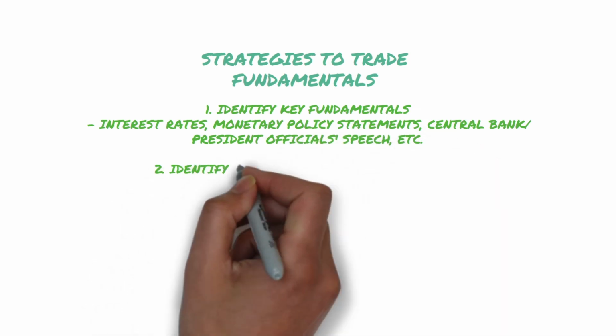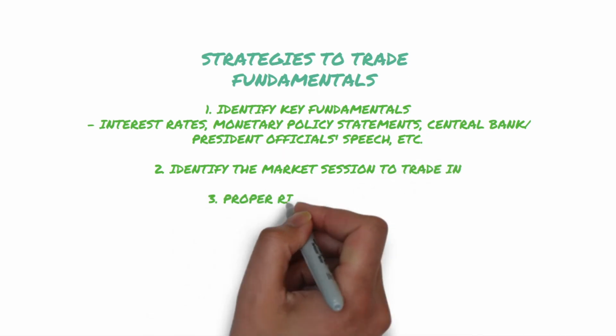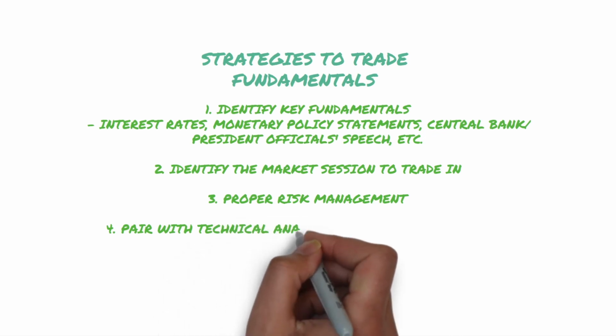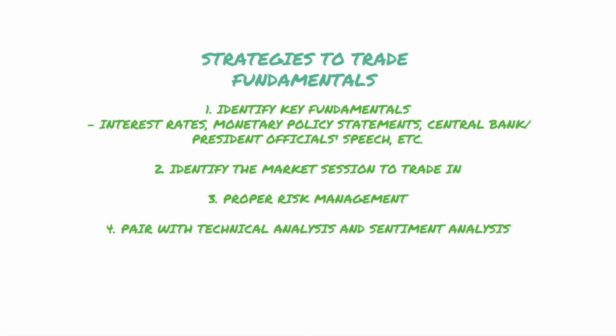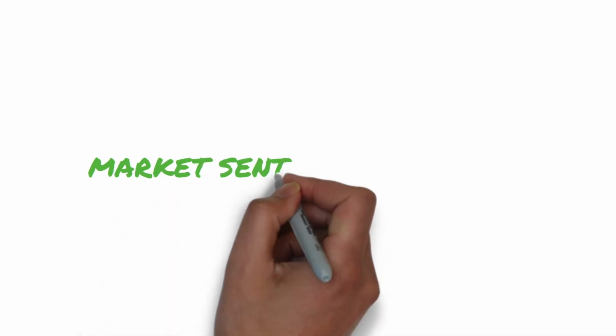The next step is to identify the market session that you want to trade in. Fundamentals coming out in a volatile session, like the London and New York overlap, is going to have a greater impact than fundamentals coming out in the Asian session. Then you want to evaluate proper risk management, and finally pair the fundamentals with technical analysis and market sentiment analysis to find your trades. Now let's move into what exactly is market sentiment analysis.